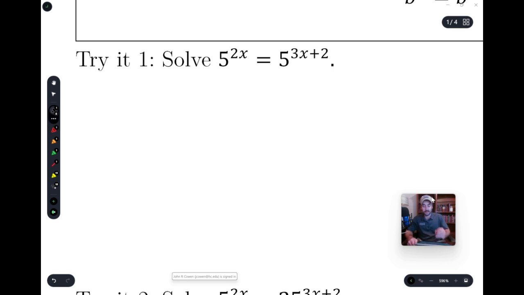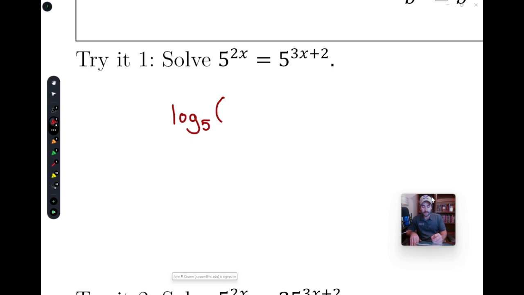So here we have matching bases, and instead of just crossing them out, which is what you could do, we're going to show you the tools you need to cancel them out. The way that we eliminate a base is we logarithm it with the same base in a log. So log base 5 of 5 to the 2x is equal to, and what you do to one side you have to do to the other side, log base 5 of 5 to the 3x plus 2.